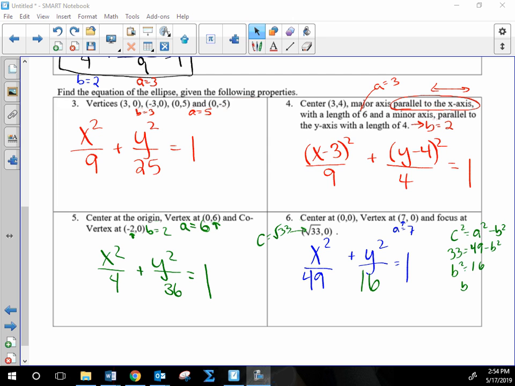Questions for that? All right, what's your homework for tonight? Paper about to what is it called? Ellipses, day 2. Good, ellipses day 2.